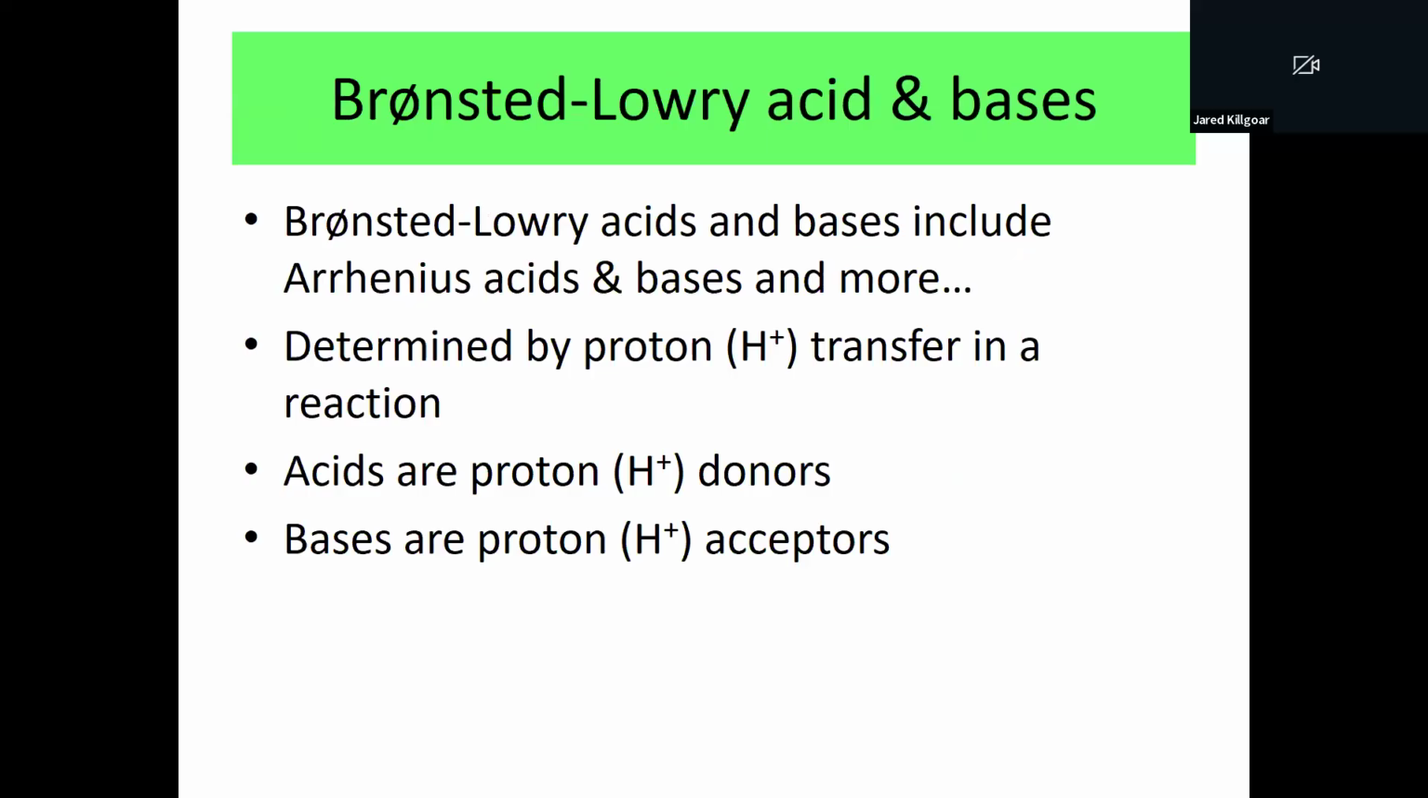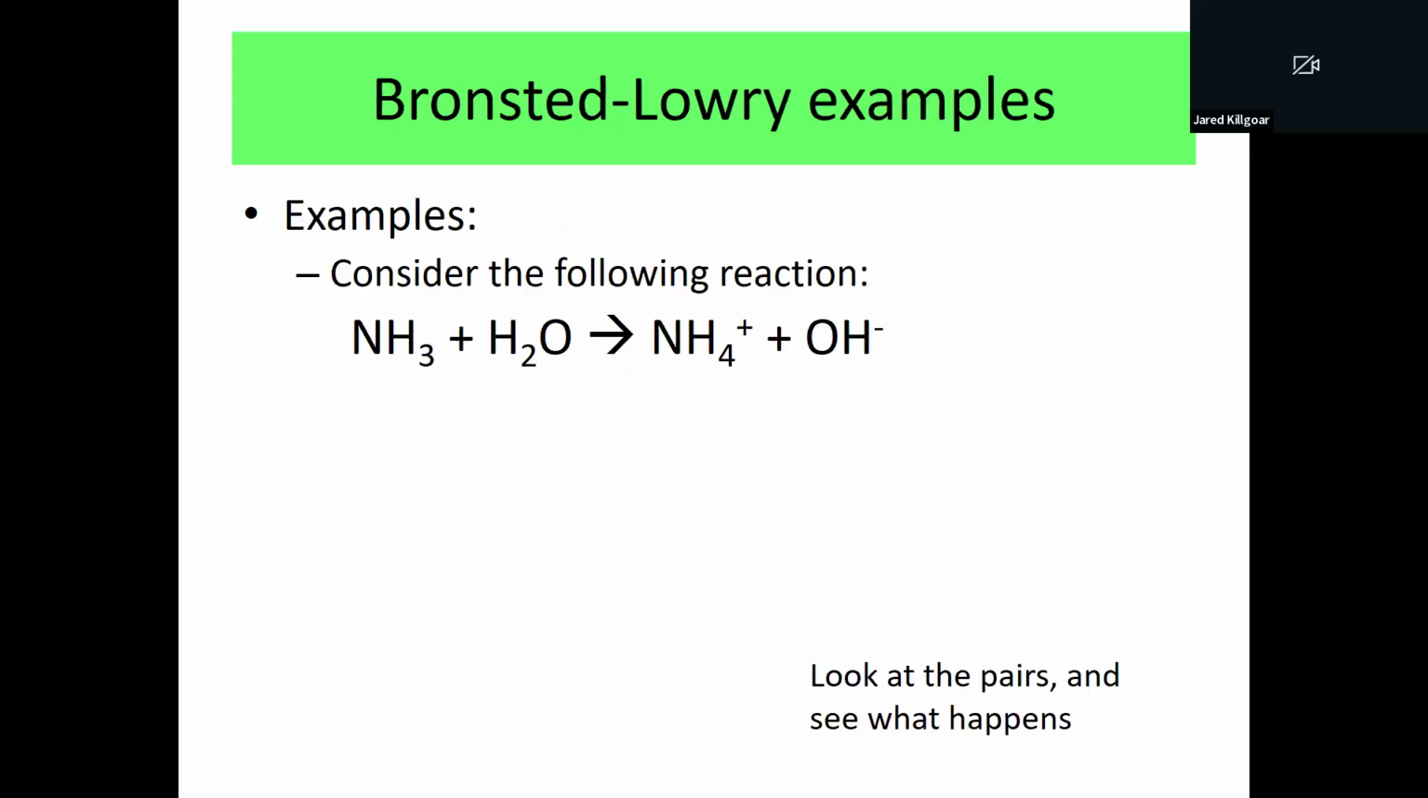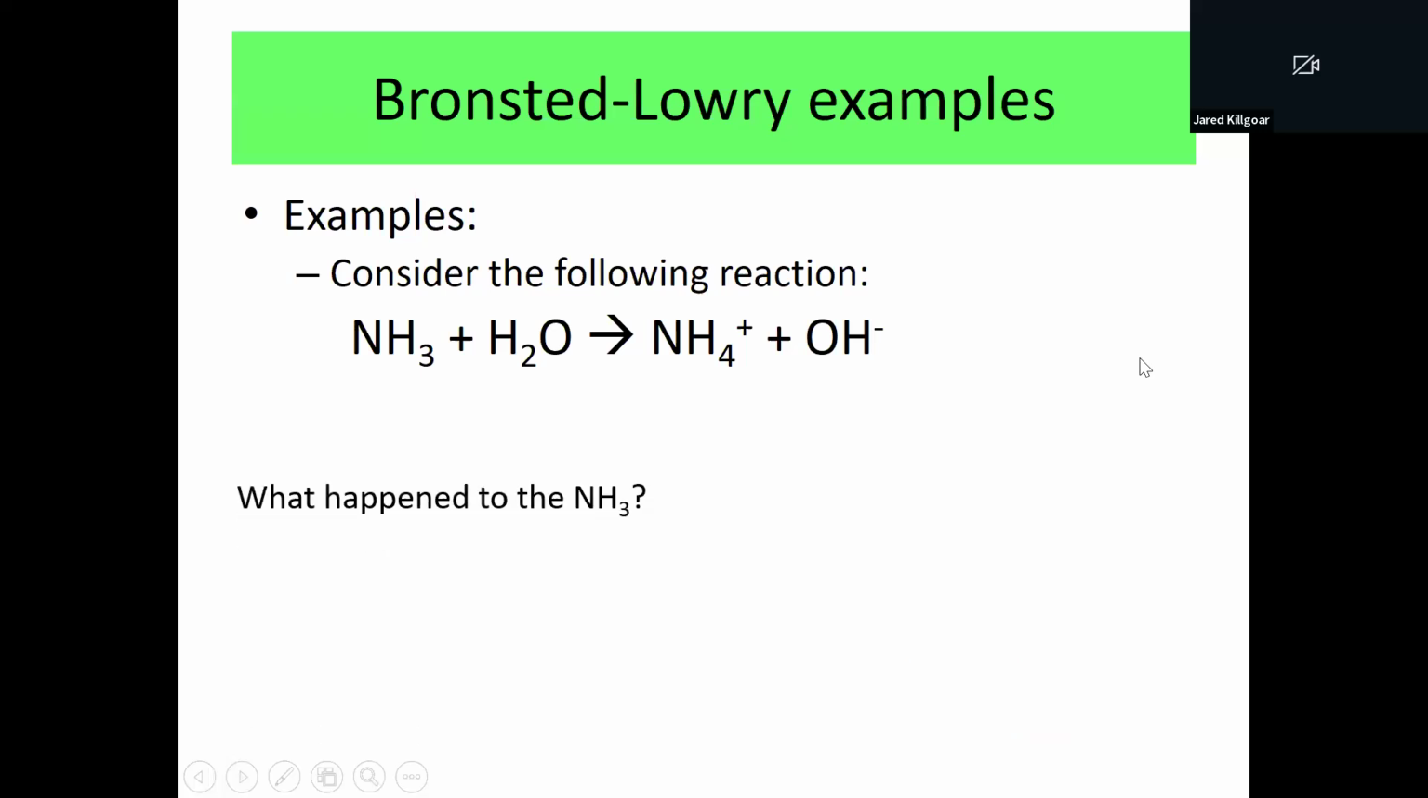Now we're going to expand the definition to include more things which behave as acids and bases based on proton transfer, proton being H plus. So acids are proton donors in a reaction, and bases are proton acceptors in a reaction. Let's see some context in this. Here's an example of an acid-base reaction. We have NH3 plus H2O yields NH4 plus OH minus. Let's take a look at what's going on here.